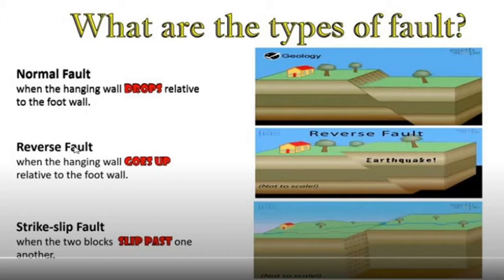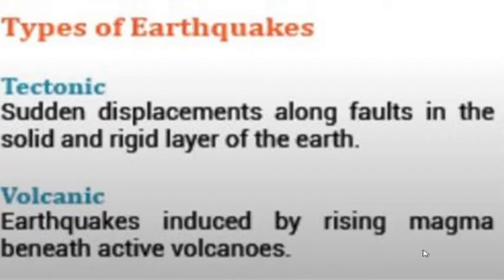Okay. The second one is the reverse fault. When the hanging wall goes up relative to the footwall. So this is the hanging wall, this is the footwall. So the hanging wall goes up. So reverse fault ang tawag po dyan. Okay, reverse fault. And we have strike slip fault. When the two blocks slip past one another. So para po siyang nag-slide. Sliding one another. There are two blocks sliding each other. Okay? So those are the types of fault.